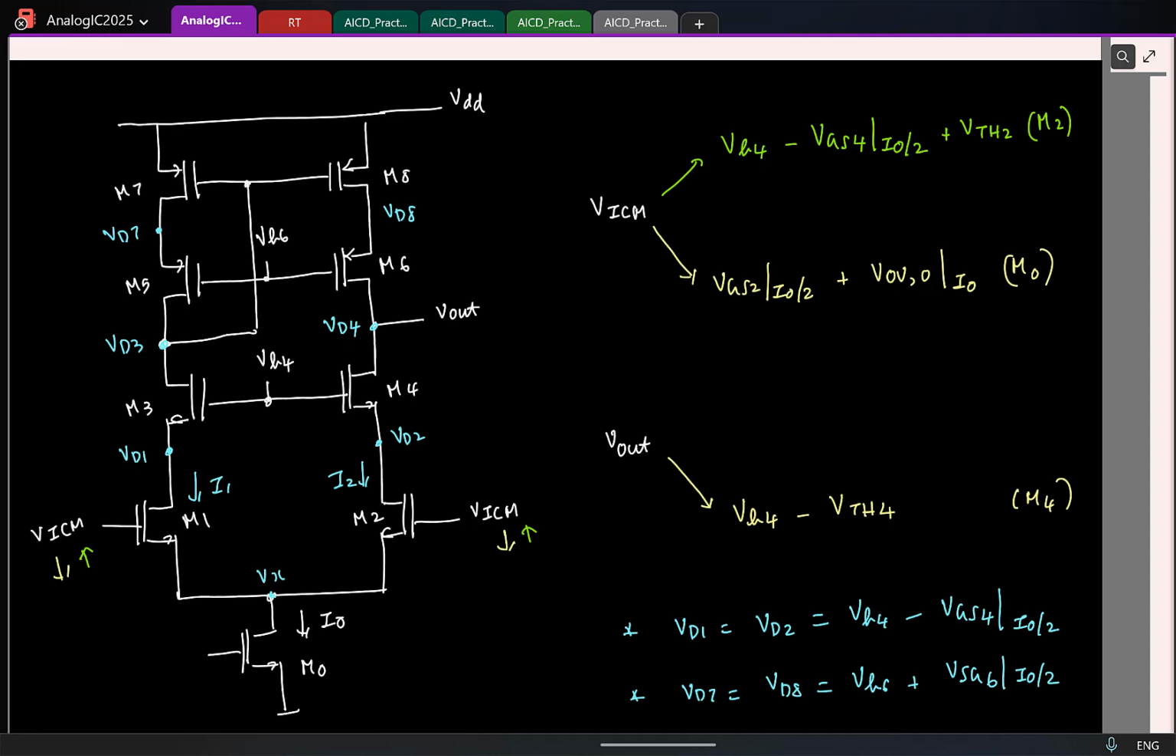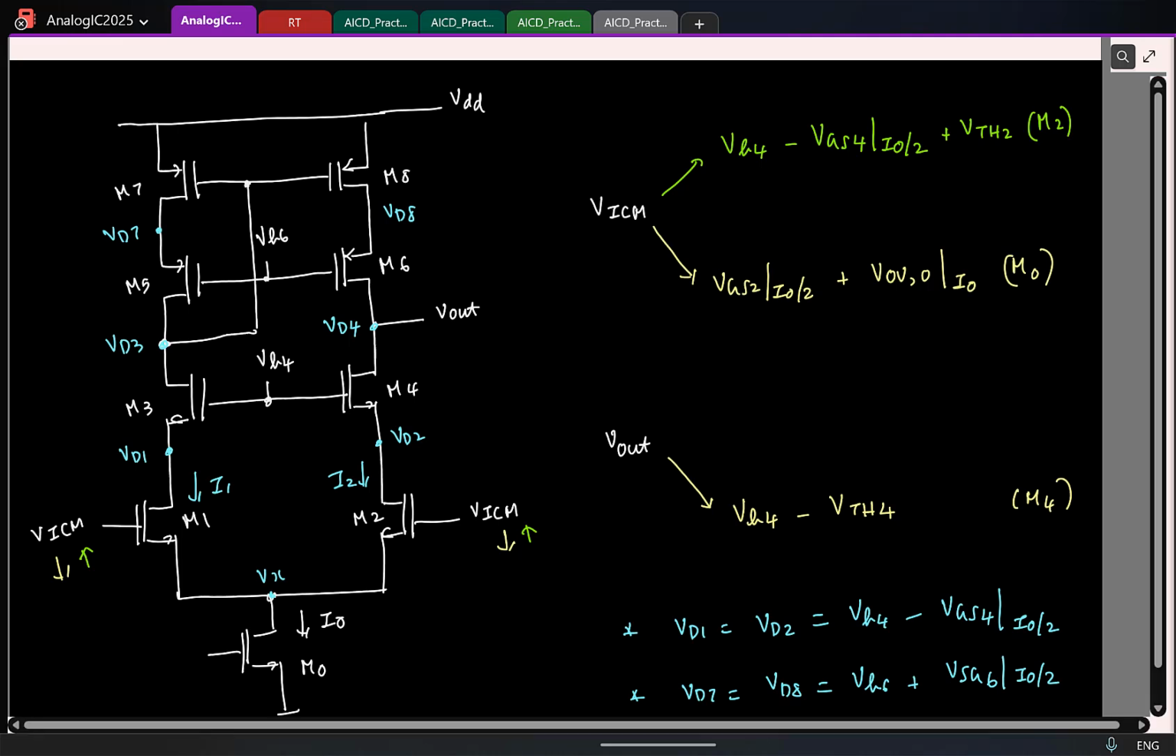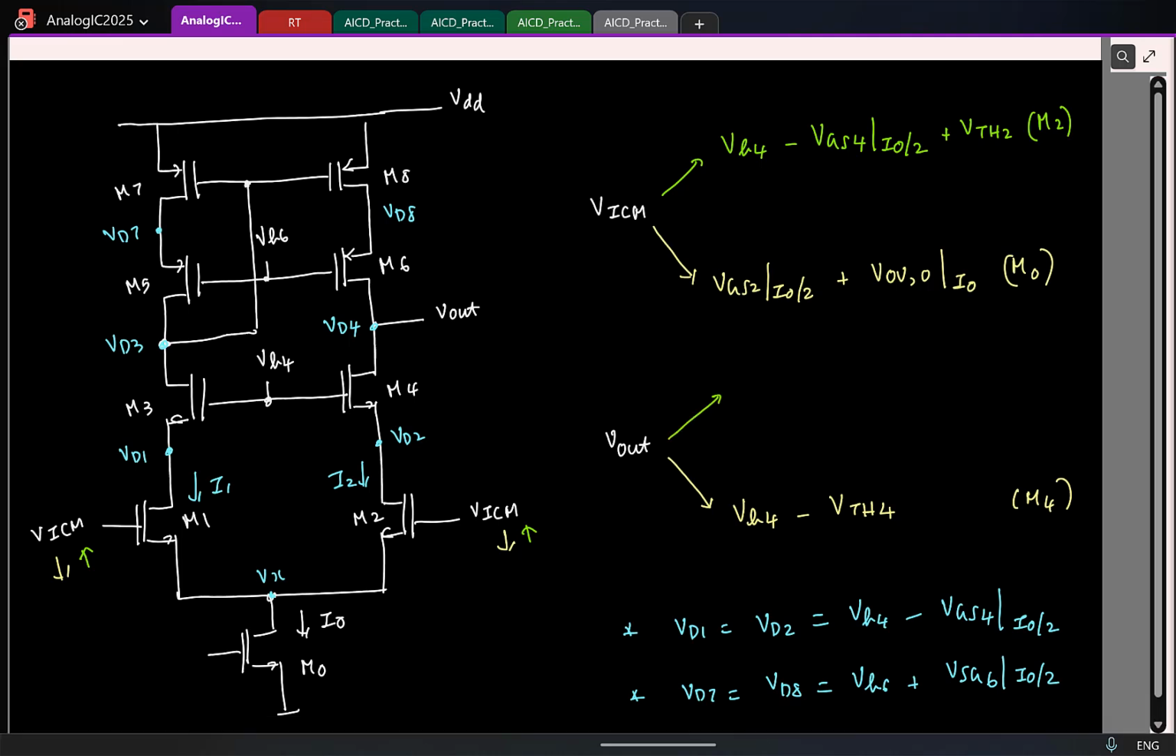Is that okay? So similarly, let's look at the upper end. Now if Vout is increasing, which transistor can go out of saturation?